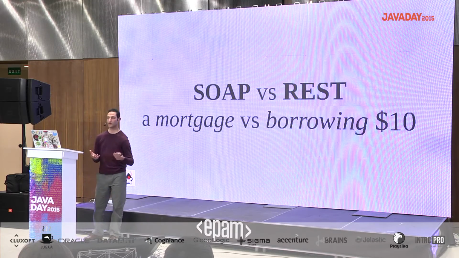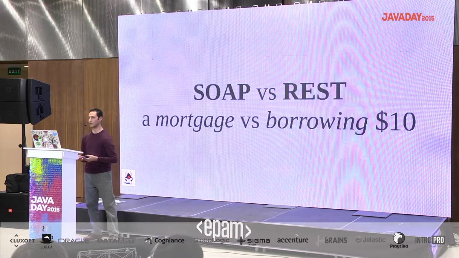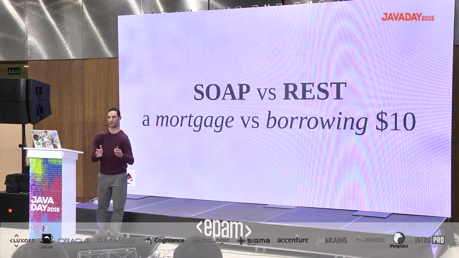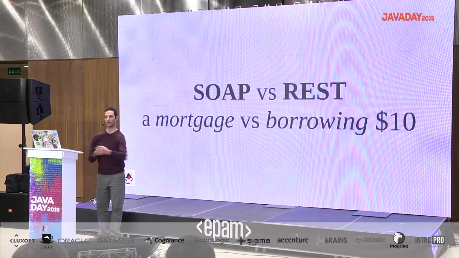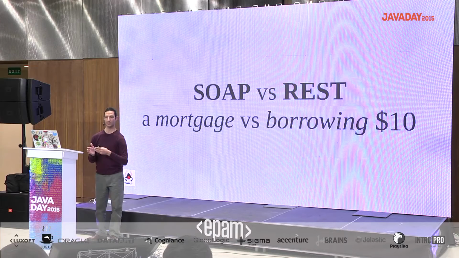Compare them like SOAP versus REST. It's like a mortgage versus borrowing $10. When you need to mortgage a home, you have to get some sort of documents, go to the bank, sign the document, take a long process, then you begin mortgaging your home. This is a long process. This is SOAP. Envelope, header, specification, then you can interact with me.